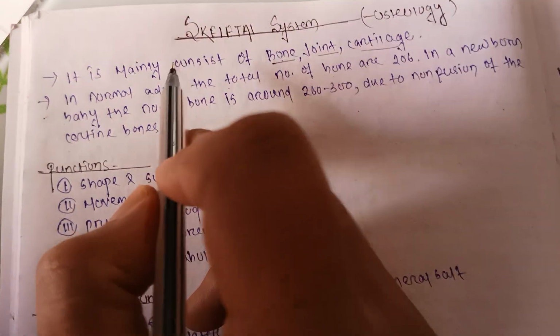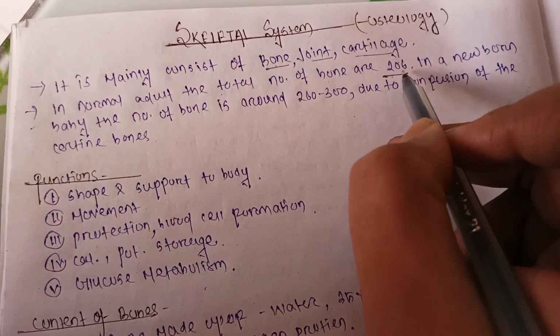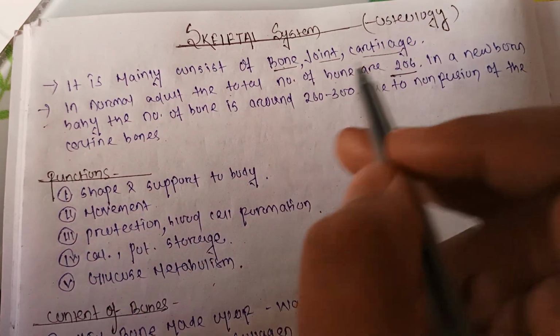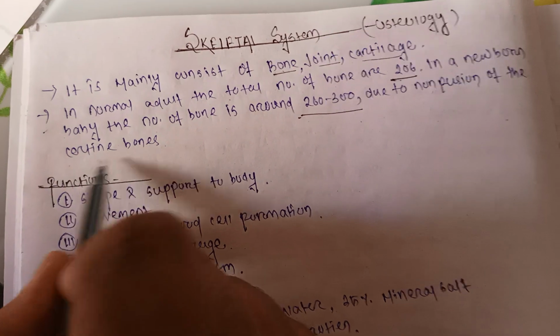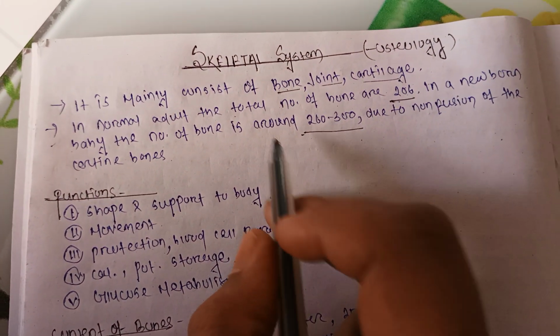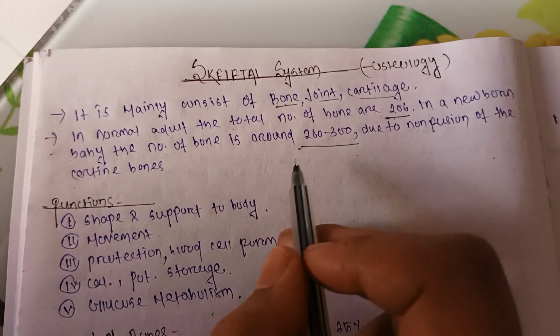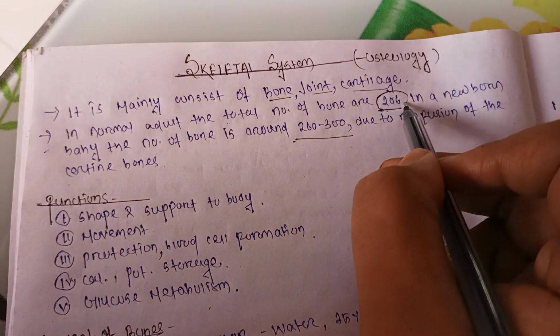In a normal adult, the total number of bones is around 206. In a newborn baby, the total number of bones is around 260 to 300 due to non-fusion of certain bones. In newborn babies, the bones are not fused. When their age increases, the bones get fused and it finally comes to 206.